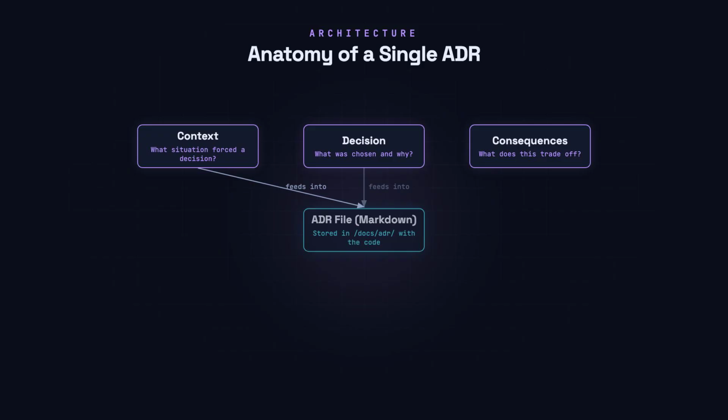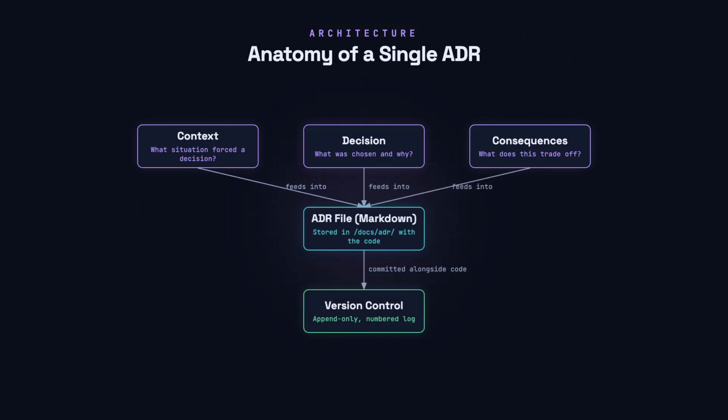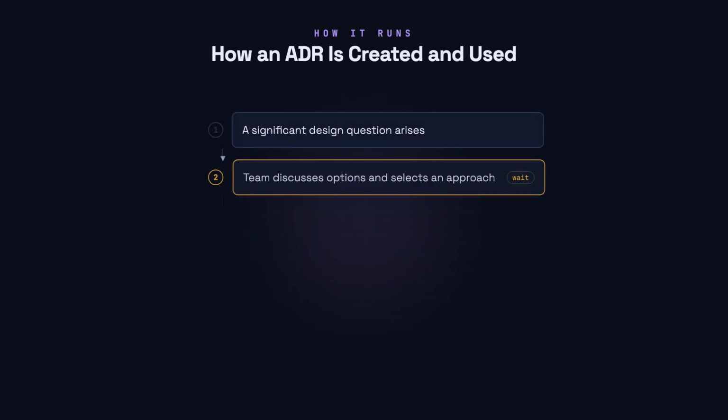A single ADR is a short, structured document with three essential parts. The context section describes the situation that forced a decision, the forces at play, the constraints, the alternatives that were considered. The decision section states what was chosen and, crucially, the reasoning. The consequences section records what was gained, what was given up, and any follow-on obligations. The file lives in a docs folder next to the source code and is committed to version control like any other artifact.